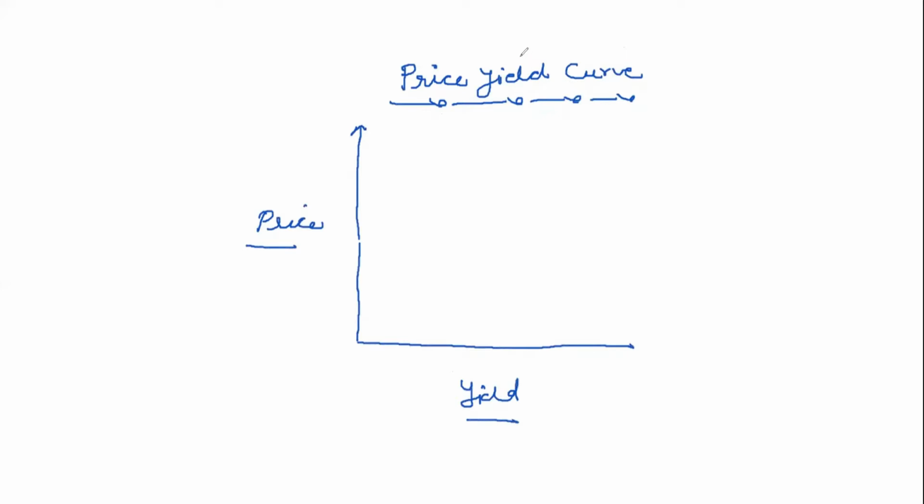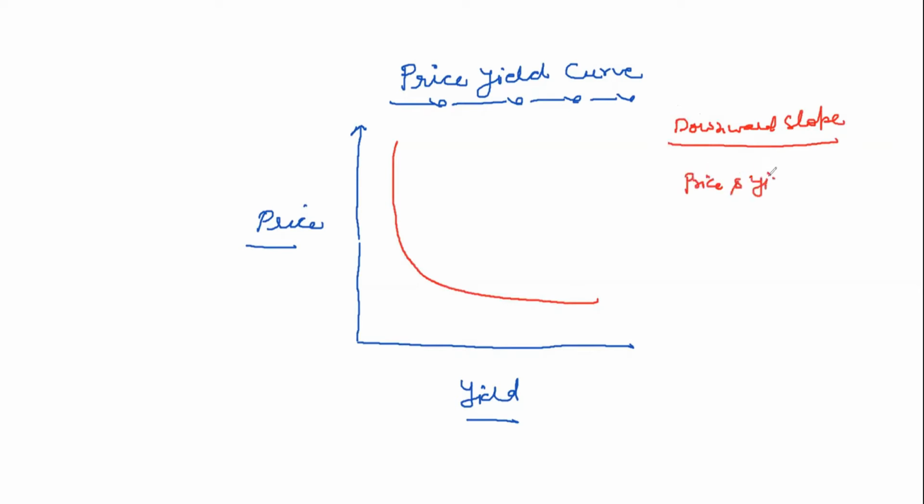So the slope of a price yield curve is like this. First and foremost, you need to understand why this has a downward slope, right? For understanding this, you need to understand that price and yield of a bond have an inverse relationship, right?